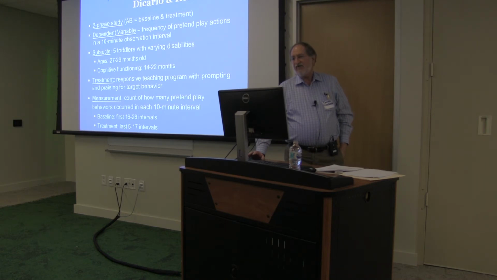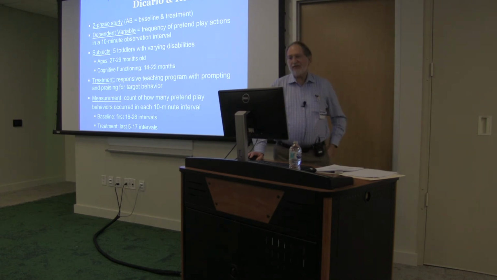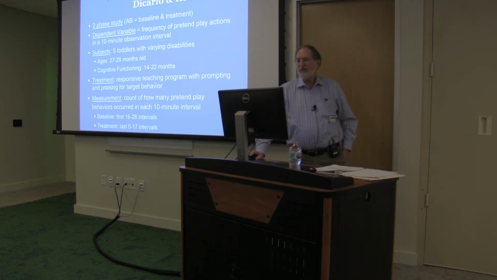The subjects are 5 toddlers. Their ages are pretty constant, 27 to 29 months old. But they had varying degrees of disabilities. They had cognitive functioning ranging from 14 months to 22 months. Okay? So all of them below what you would hope for, but some by more than others. And the treatment was a responsive teaching program with prompting and praising for the target behavior.